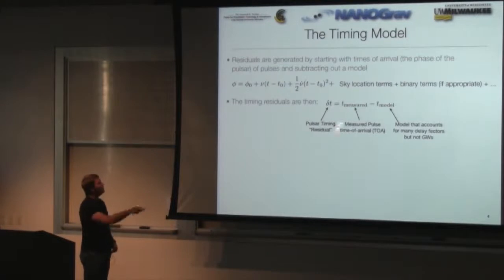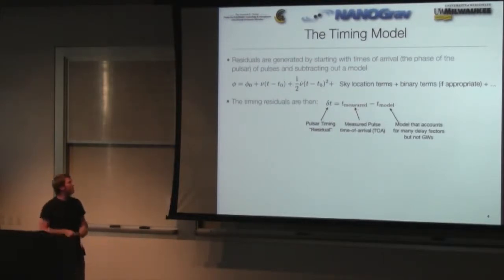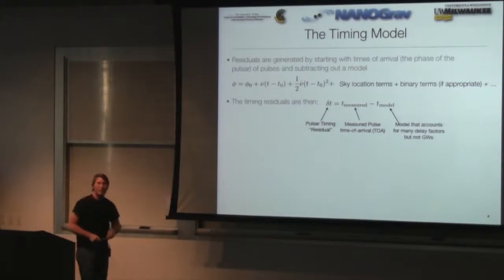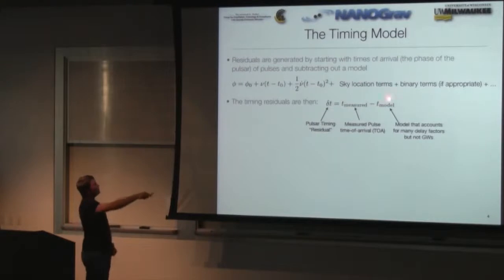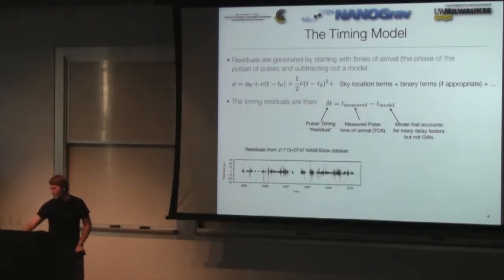parameters. And then once you do that, you can do linear least squares fitting. And this is done by a very common package in the pulsar timing community. It's called TEMPO or TEMPO2. And what that does is it spits out these residuals after doing a least squares fit.